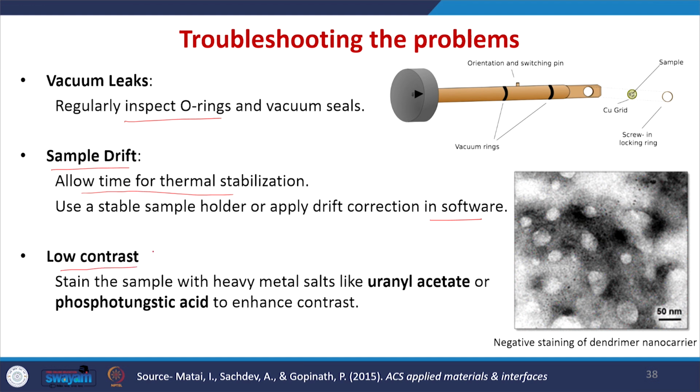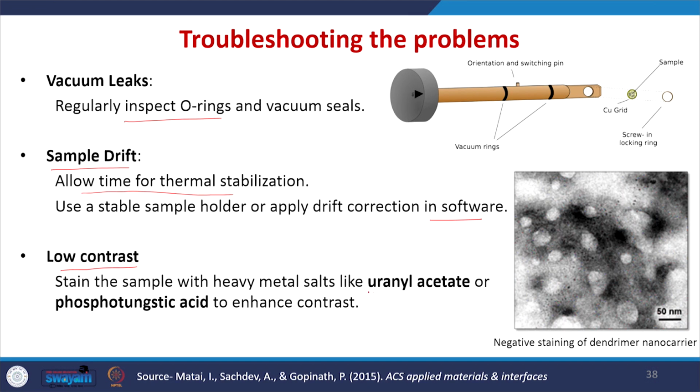If it is a low contrast sample, if you are using some biological samples or some of the polymeric nanomaterial samples, to overcome the low contrast, we have to stain the sample with heavy metal salt. For example, we have to use uranyl acetate or phosphotungstic acid to enhance the contrast. Here you can see this is a negative staining of dendrimer nanocarrier. So, negative staining means you will stain the background and you can see the nanoparticle.